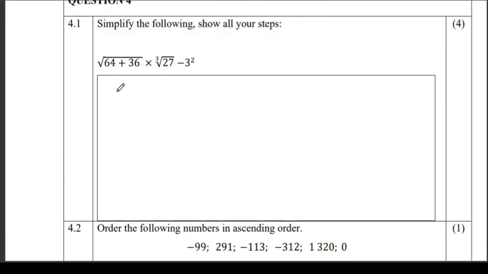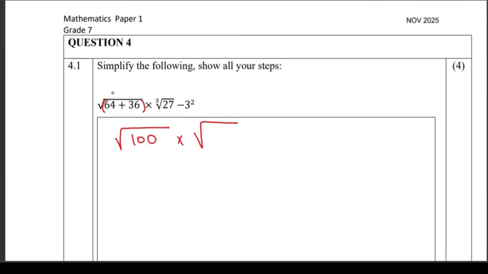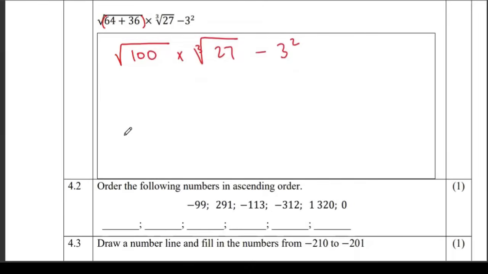Question number 4, simplify the following. So we have integers now. Whenever you have a square root and the numbers inside have a plus or a minus, you have to start by adding what is inside. So we know that 36 and 64 is 100. I'm just trying to rewrite everything the way it is before I simplify. So I know that the square root of 100 is 10.